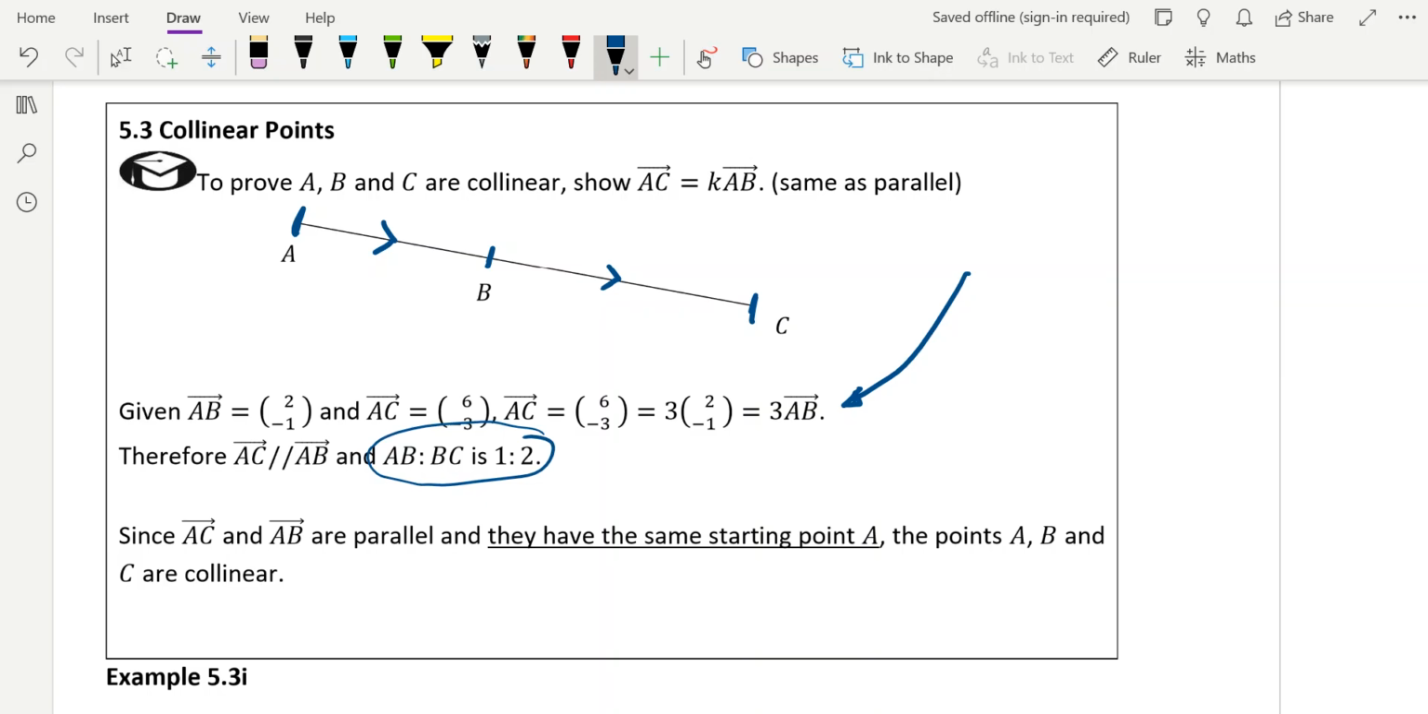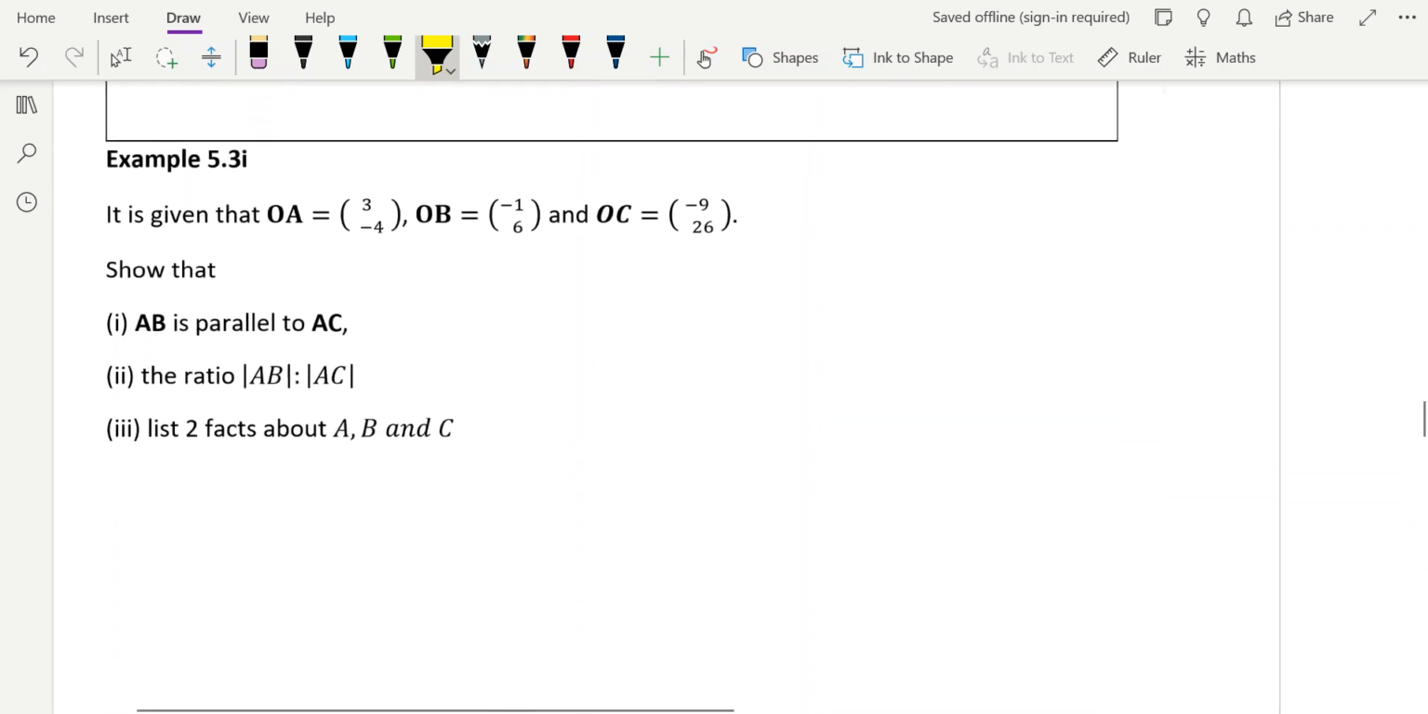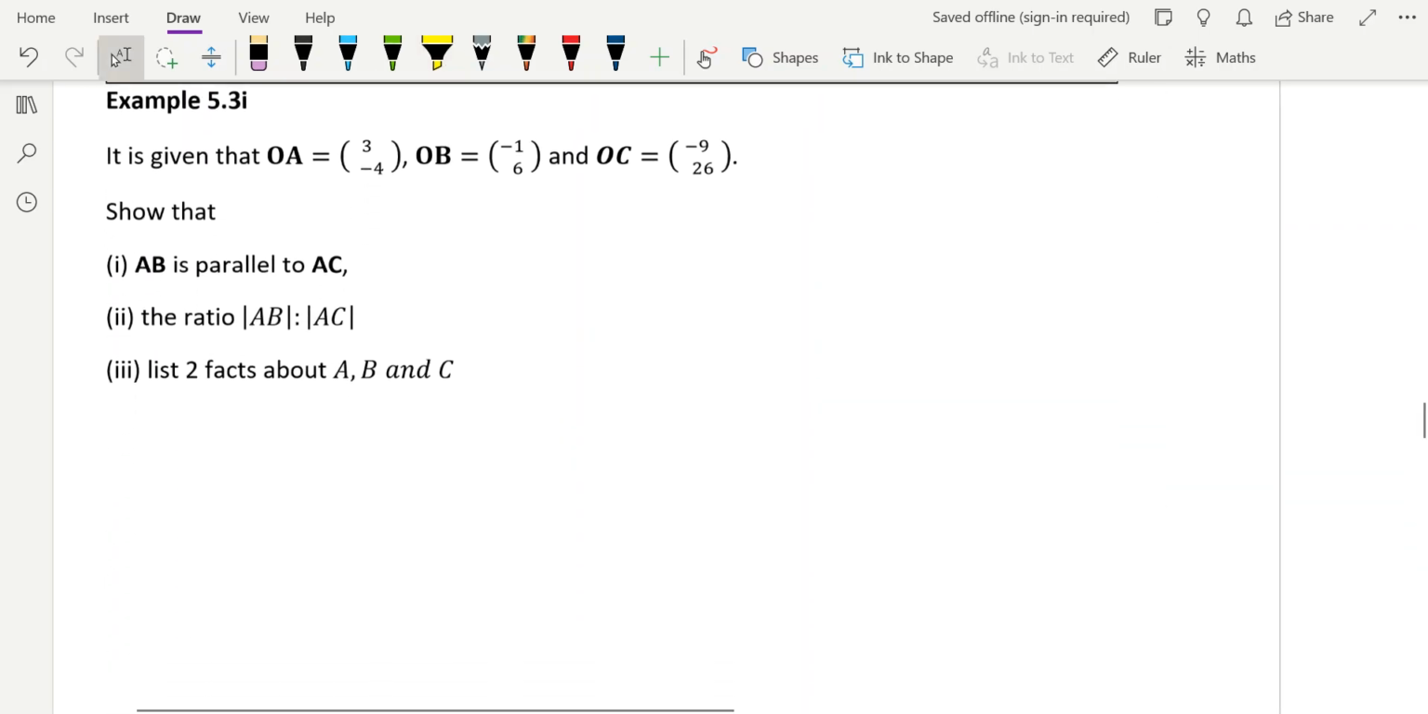Now, how do you explain? The difference is you say that AB and AC are parallel and they have the same starting point A. So that's why A, B and C are collinear. For this example, you can factorize, find out the ratio and list the two facts. The difference is because they all start at the point A, so they are collinear. If they are collinear, say that they are collinear. Don't say they are parallel. Parallel doesn't mean collinear, but collinear means parallel.